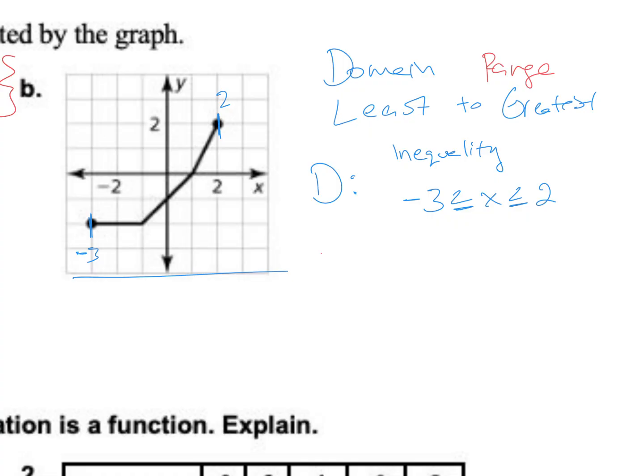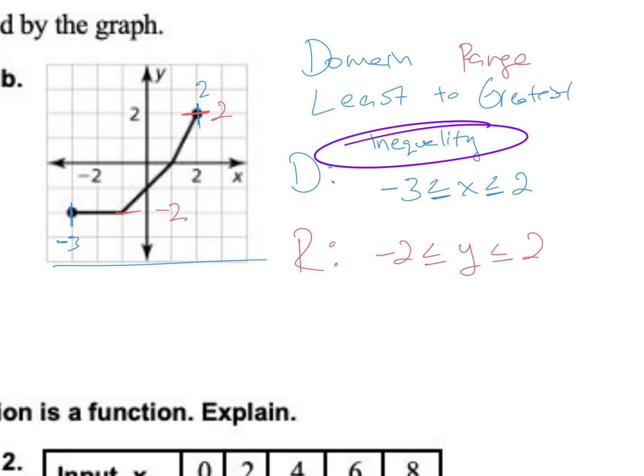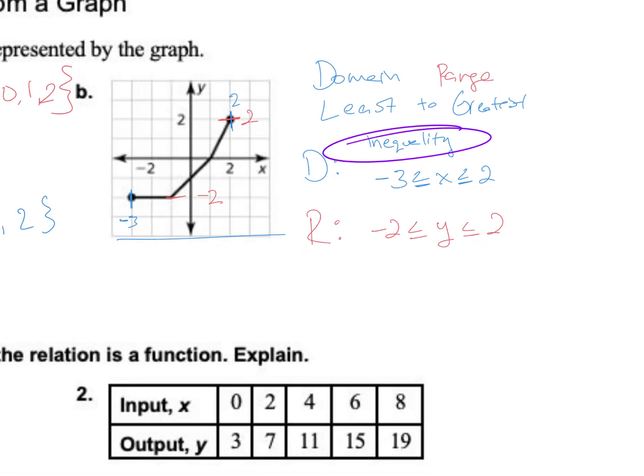Now if we were to do the range that way, we would again start down here at the bottom, the least, and that's at -2, and it goes all the way up to 2. So -2, and now I'm going to use the y because that's our range. So this is how you write it as an inequality. Now let me show you how you write it as interval notation.